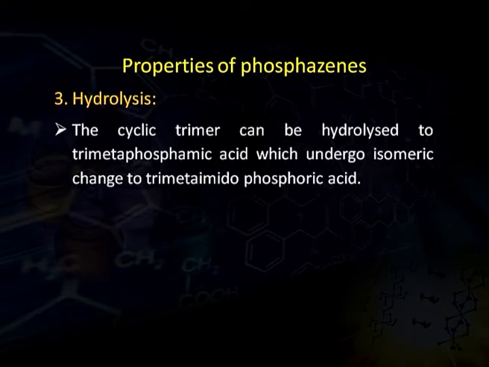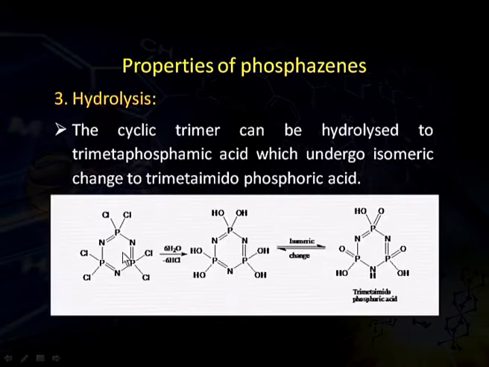The cyclic trimer can be hydrolyzed to trimetaphosphatic acid, which undergoes isomeric change to trimetaimidophosphoric acid. So, this is the trimer. When it is hydrolyzed, that is, reacted with water, the Cl groups are replaced by the OH group. So, this compound is called trimetaphosphatic acid. It undergoes isomeric change and we get trimetaimidophosphoric acid. In this, one of the OH groups is changed to the carbonyl group at all the 3 phosphorus atoms. Similarly, the hydrolysis of tetramer takes place.